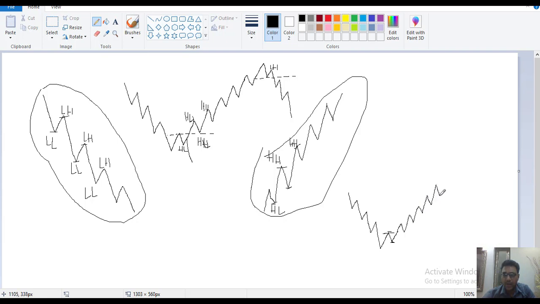And when it was in the uptrend and a new lower high is made at this point, it needs to break this area. And when it does break this area, we know the trend is reversed. So this is a basic criteria, a basic method of knowing when the trend has reversed.